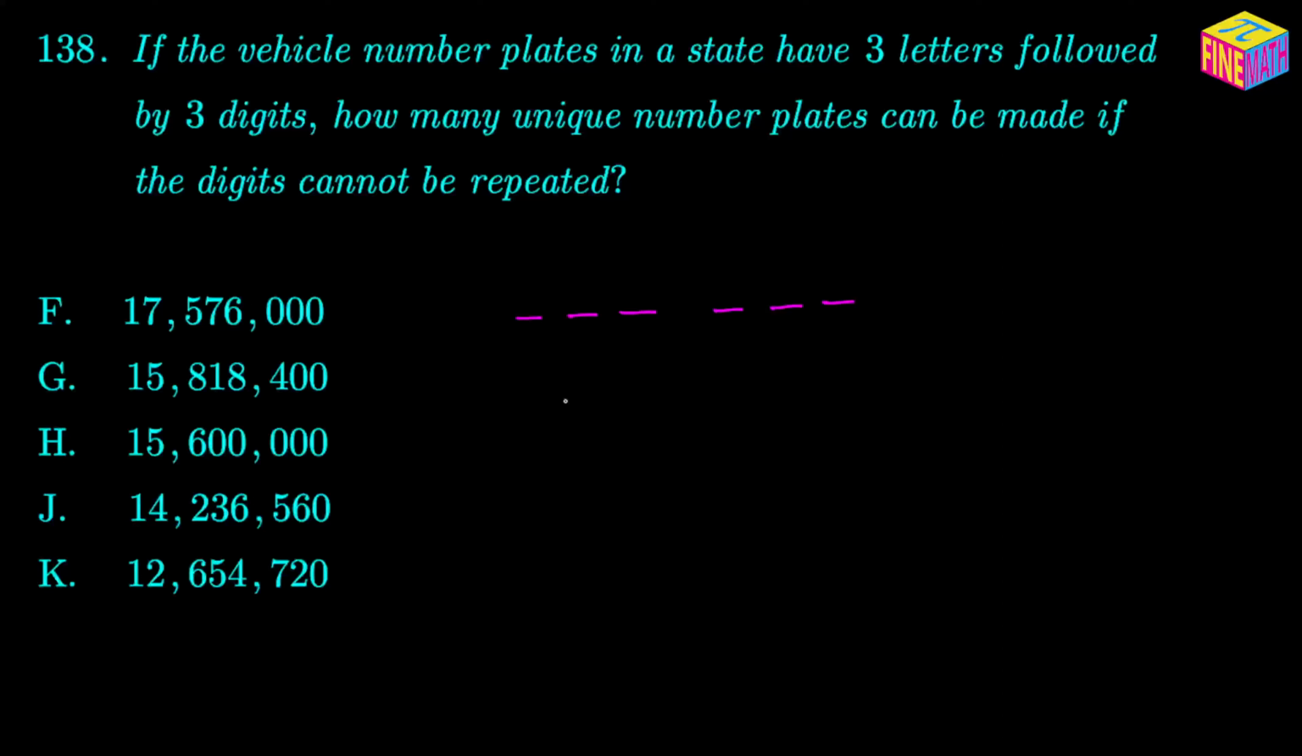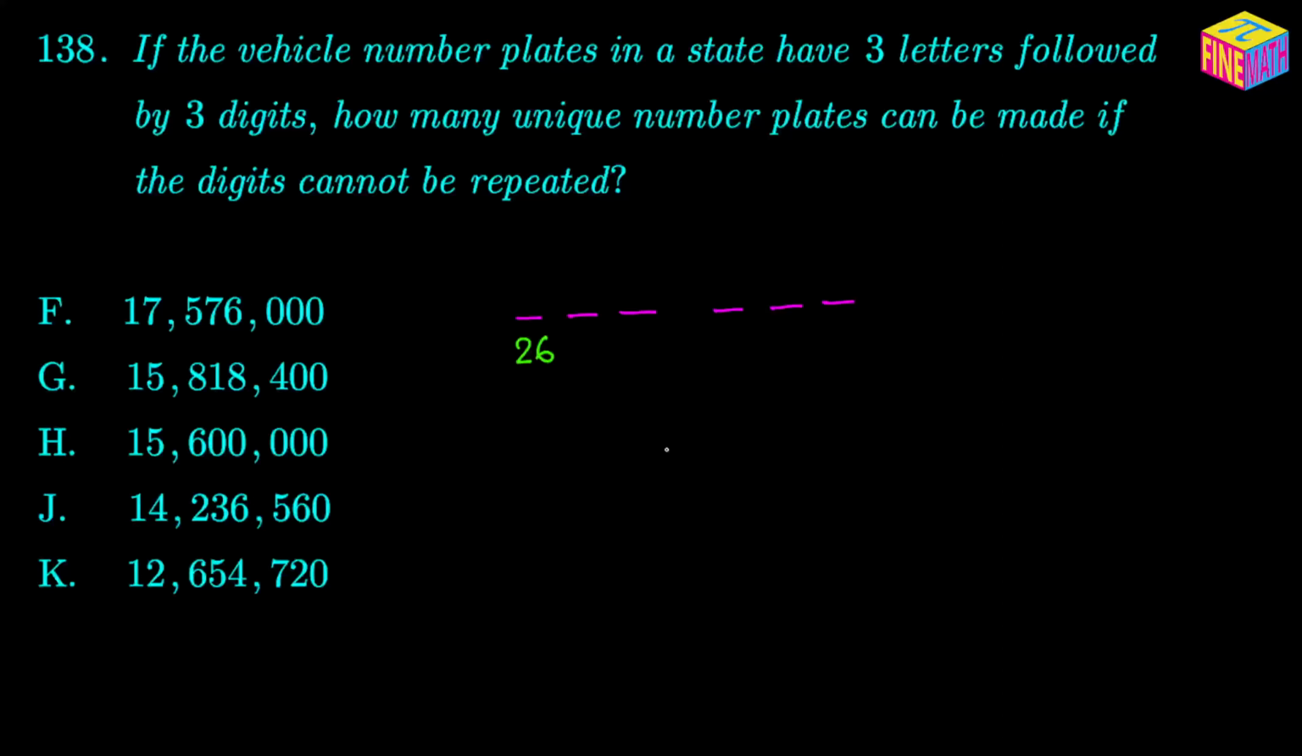So for the first position, how many options do we have? Well, there is no restriction on the letters. So for the first position, obviously we have 26 options because there are 26 letters in the English alphabet. So let me write it like this. We have 26 options for the first position, which is for the letters.